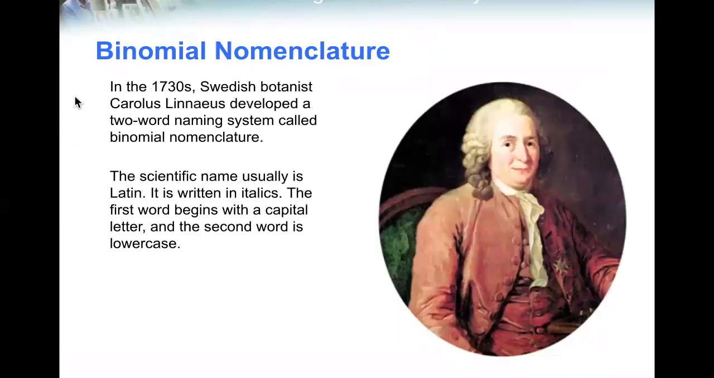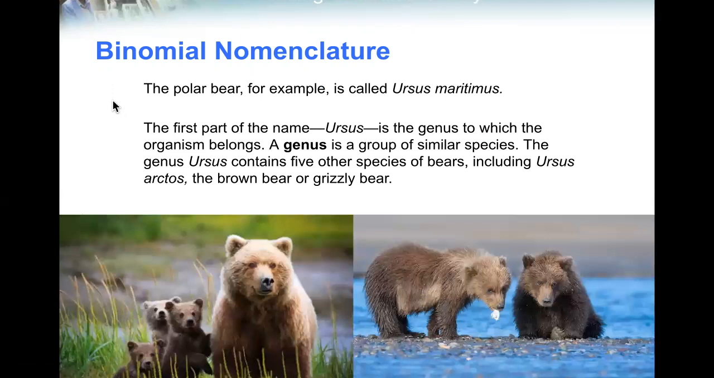In the 1730s, Swedish botanist Carolus Linnaeus developed a two-word naming system called binomial nomenclature. The scientific name usually is Latin. It is written in italics. The first word begins with a capital letter and the second word is lowercase. The polar bear, for example, is called Ursus maritimus.